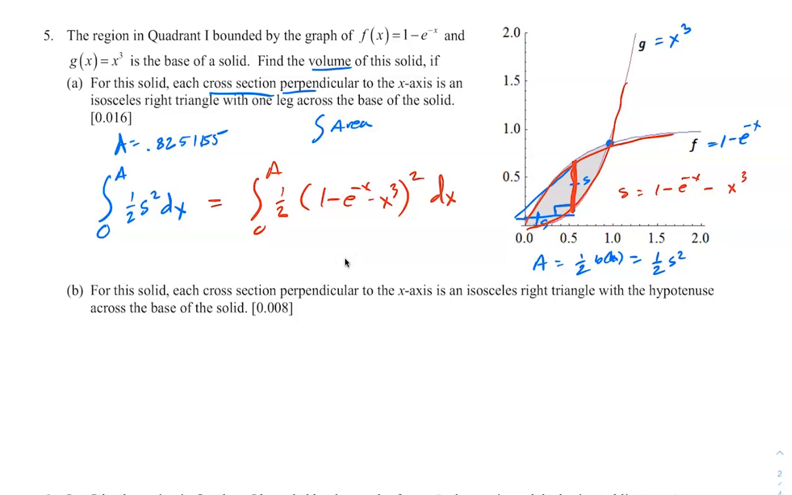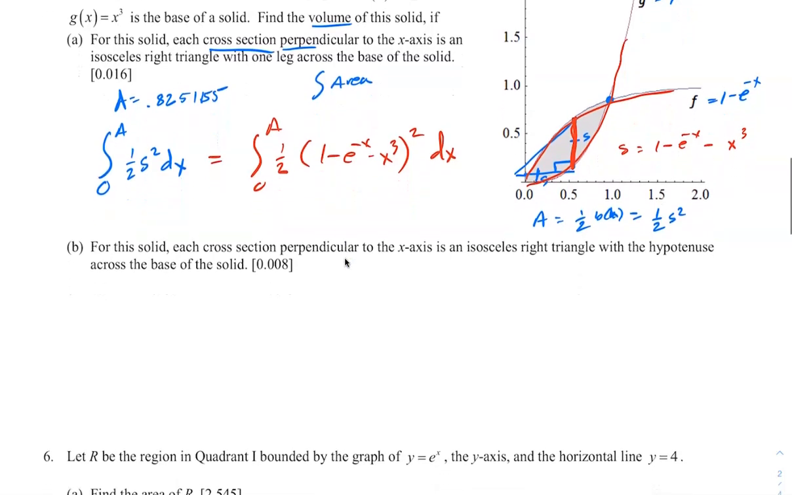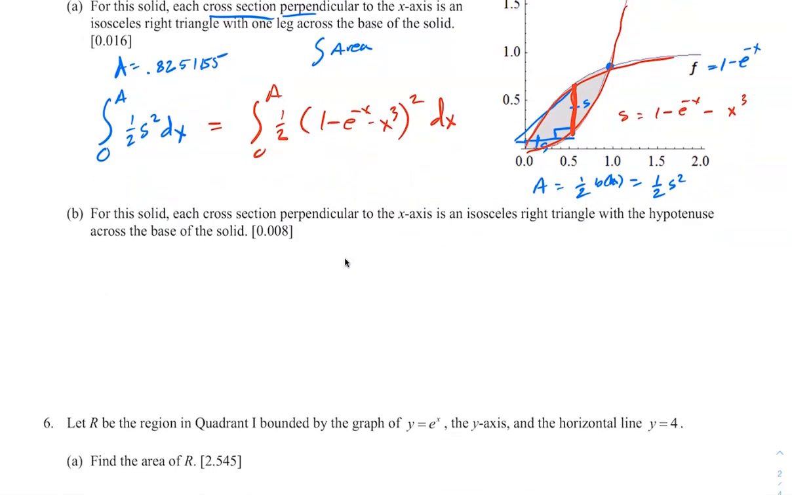Man, that's great. Okay, the next one. The next one's more annoying. For this solid, each cross-section perpendicular to the x-axis is an isosceles right triangle with the hypotenuse across the base. So let me erase this so I get a better picture. It's the exact same problem. We're still going to integrate from 0 to a, but the area is a little different because it's the hypotenuse across the base. What does that mean?